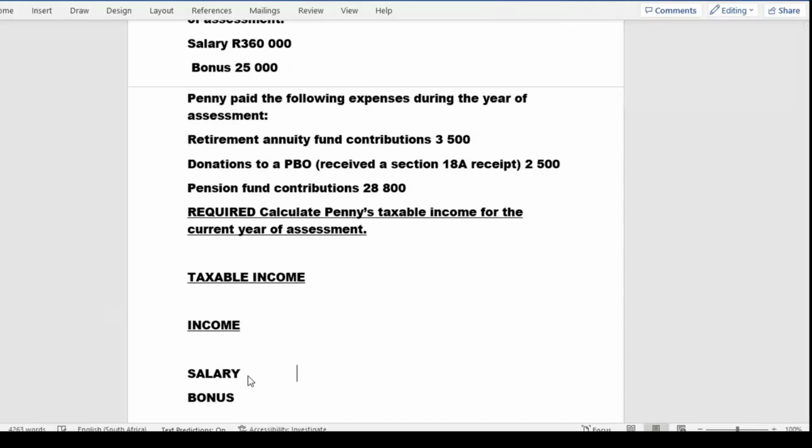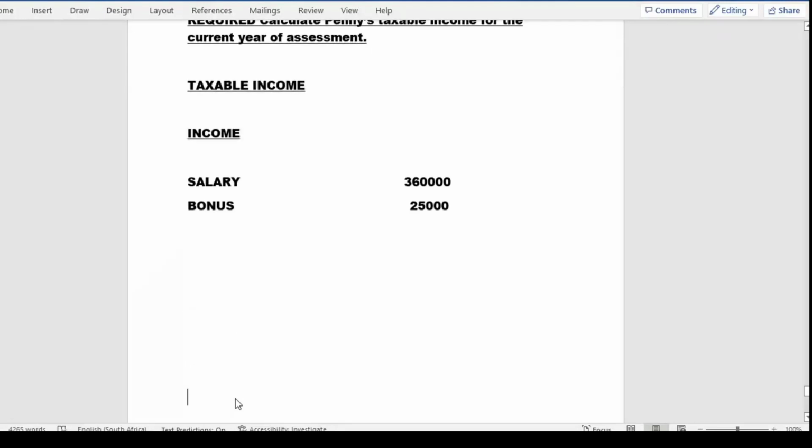All right, thank you. So the salary is 360,000. The bonus for the taxpayer is 25,000 rands. The process, so you're going to say your total income would be 360,000 plus 25,000, which is about 385,000. That will be your total income. And you're going to have it as 385,000 rands.